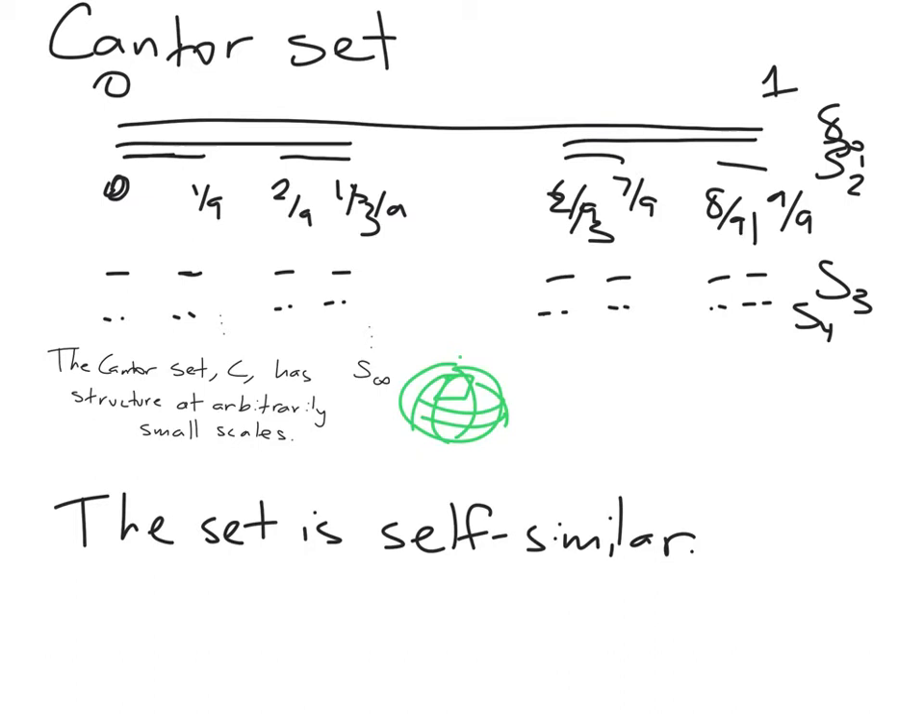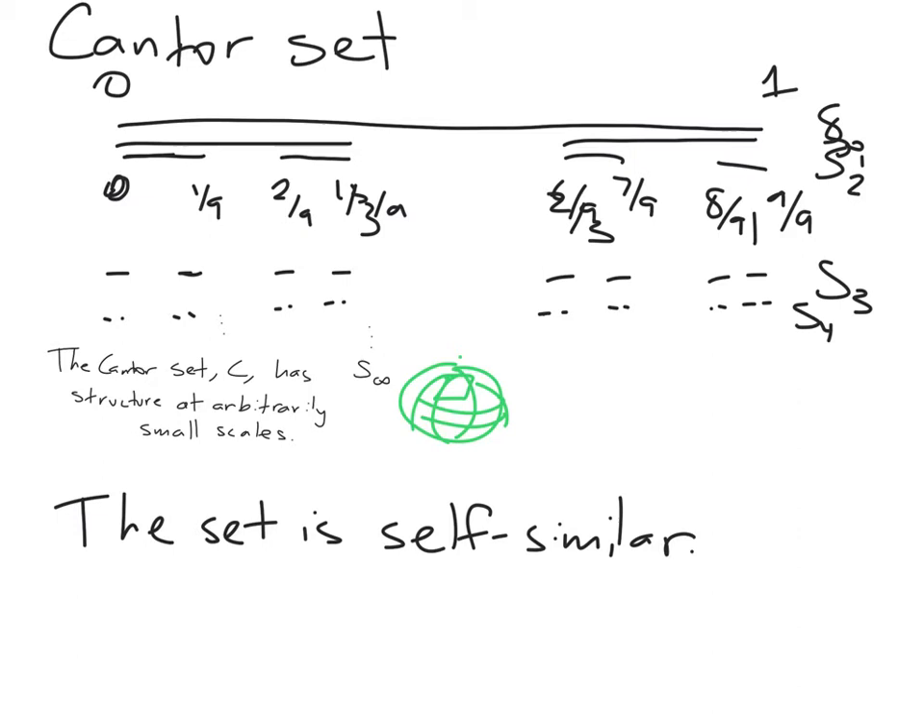That perfect self-similarity doesn't necessarily exist in more general fractals, but the idea is there that there are copies of the structure that we're used to, and those copies happen at a number of different scales. Approximate copies happen at a number of different scales.